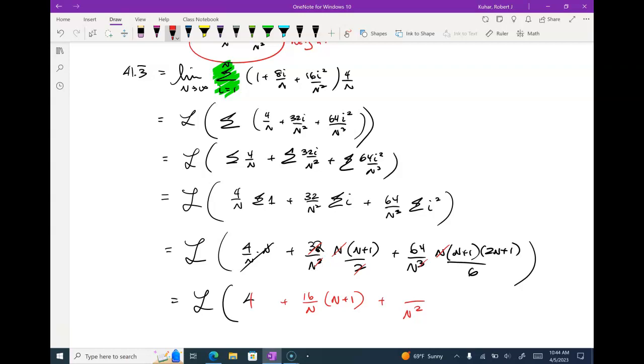Oh, it's low battery. 10 and 2/3. And then I get (n plus 1) times (2n plus 1).